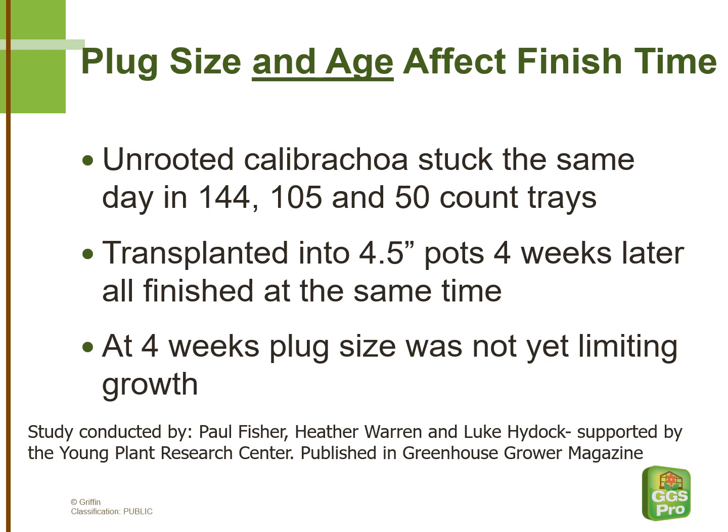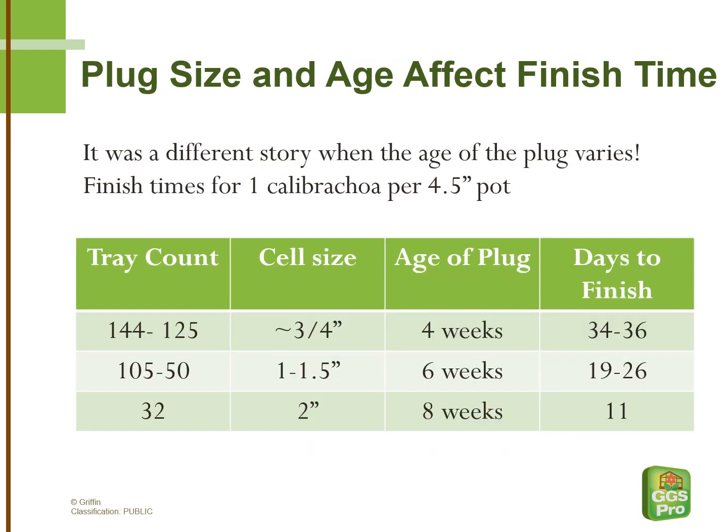And what they did in the first of 2 trials, they had different plug size trays, but they direct stuck calibrachoas into these different count trays. And then 4 weeks later, they transplanted them all up to 4.5-inch pots to see what the finish time was. And the finish time was exactly the same, whether they used a 50 tray or 144 tray. And that is because with just 4 weeks in the plug tray, the size of the plug had not yet been the limiting factor.